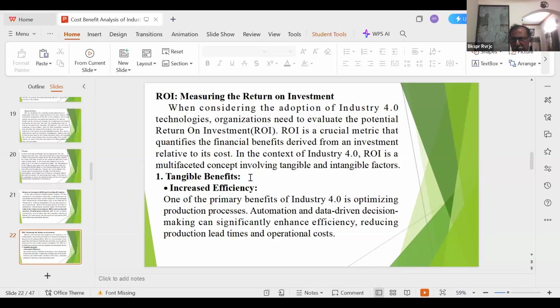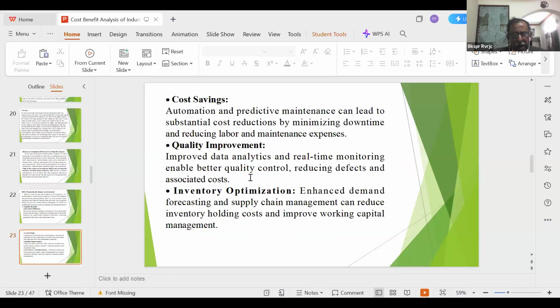One of the primary benefits of Industry 4.0 is optimizing the production process. Automation and data-driven decision making can significantly enhance the efficiency, reducing the production lead times and operational cost. The cost savings is another one. Automation and predictive maintenance can lead to substantial cost reduction by minimizing the downtime and reducing the labor and maintenance expenses. The third one is quality improvement.